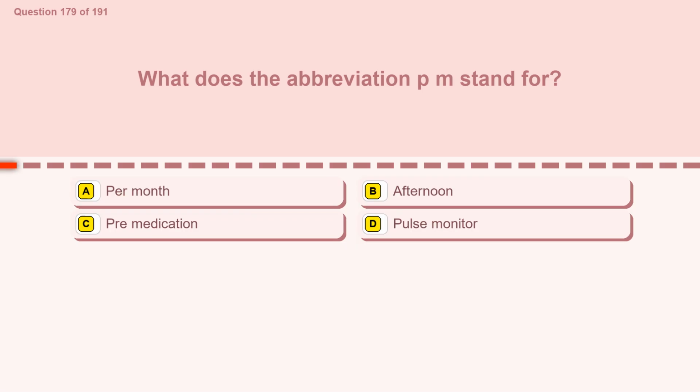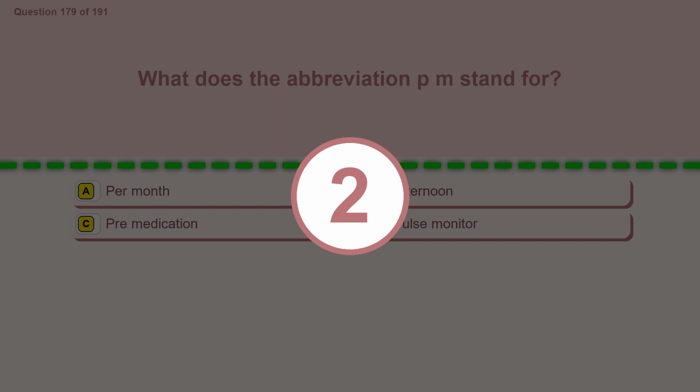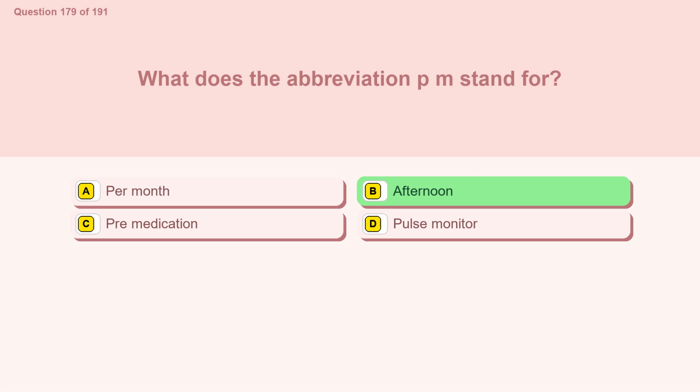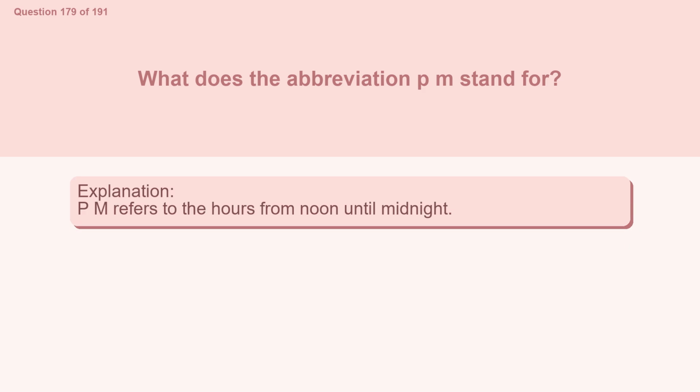Question 179. What does the abbreviation PM stand for? Option A, per month. Option B, afternoon. Option C, pre-medication. Option D, a pulse monitor. The correct answer is option B, afternoon. PM refers to the hours from noon until midnight.